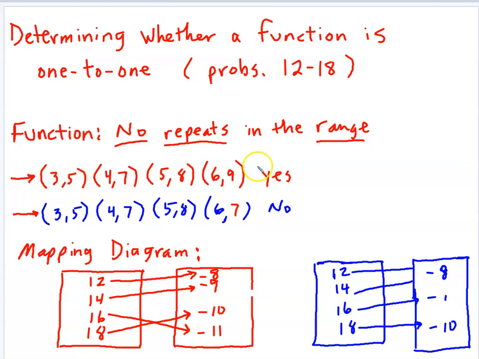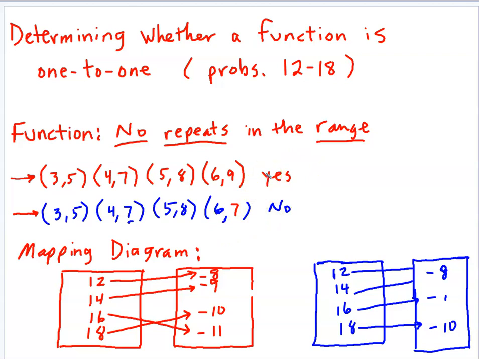So I just went ahead and gave you an example of each. The red represents one-to-one because there's unique x's and y's all the way through. The blue is not one-to-one because the number 7 appears in the range twice. So it is a function, but it's not considered a one-to-one.